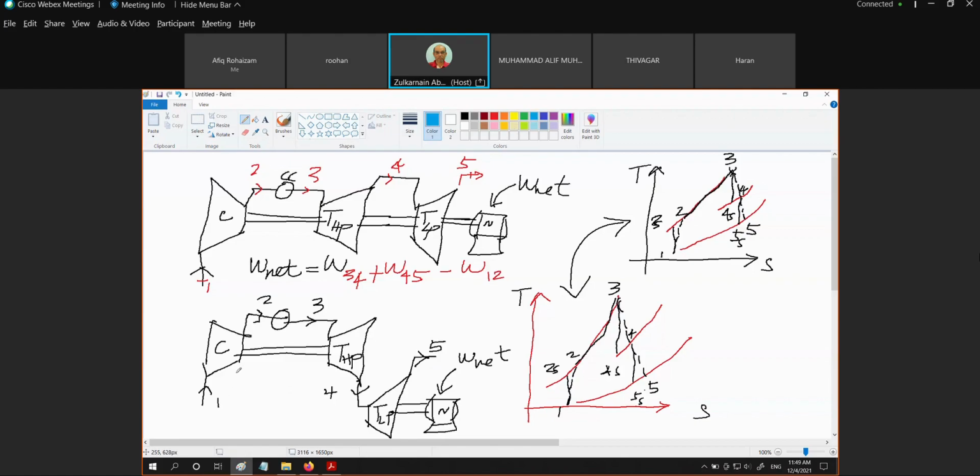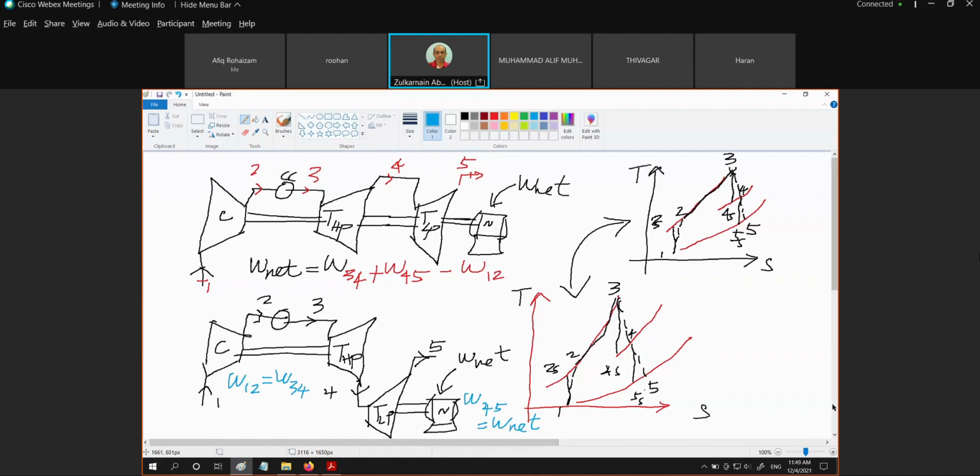We have the work 1,2 equal to work 3,4. And for this side of the turbine, the power turbine, we could write here W 4,5 equal to W net. You see the difference between the first schematic diagram and the second schematic diagram? We could separate the equation of work.